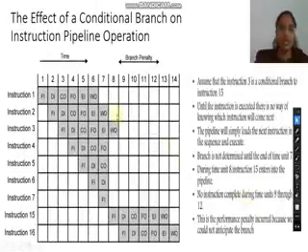Now, the effect of a conditional branch on instruction pipeline operation. In the previous slide we have seen that all the operations are carried out in parallel, and there are no memory conflicts and no branch instructions. So now we assume that there is a branch instruction.